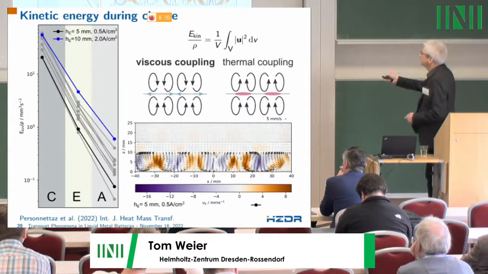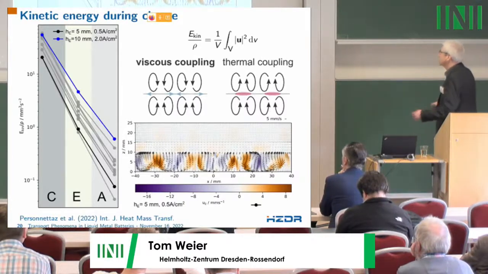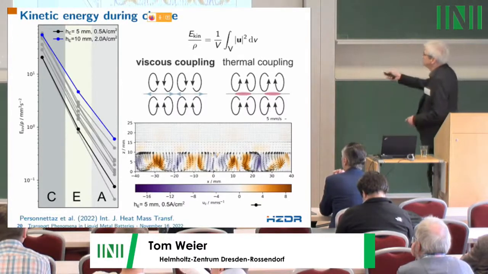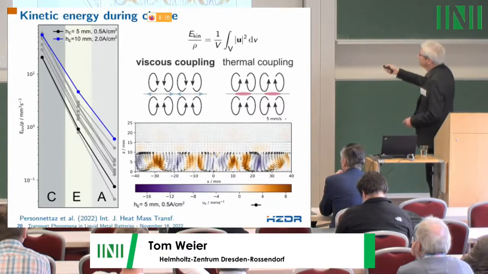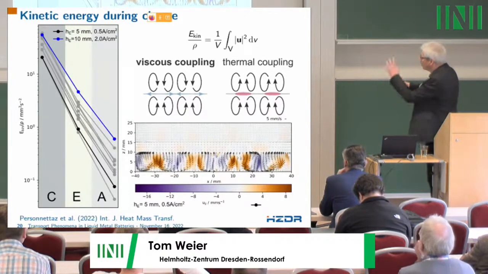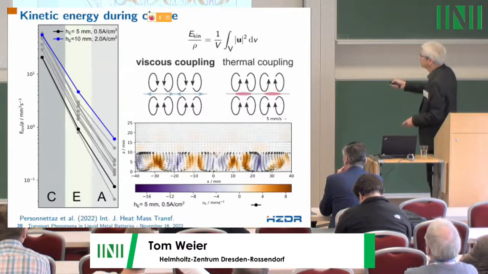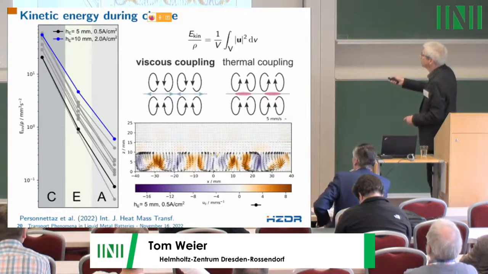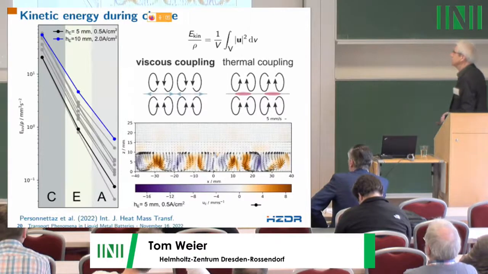in the anode. And if you look at the colors, you see that what we have is viscous coupling, not thermal coupling. In thermal coupling, we would have the same velocity direction on both sides, normal to the interface, but this is obviously not the case. We have the same tangential velocity at the interface. So what we see here is viscous coupling.